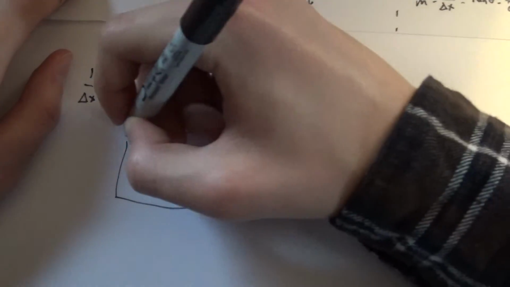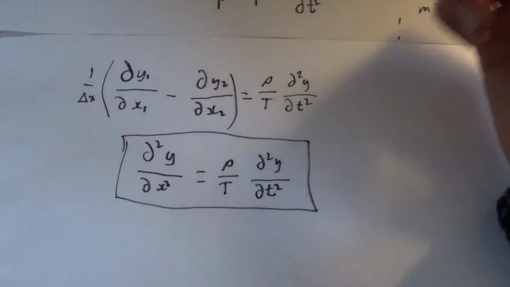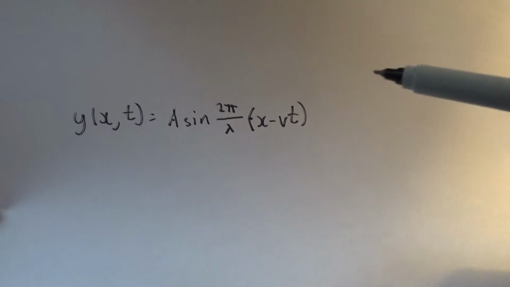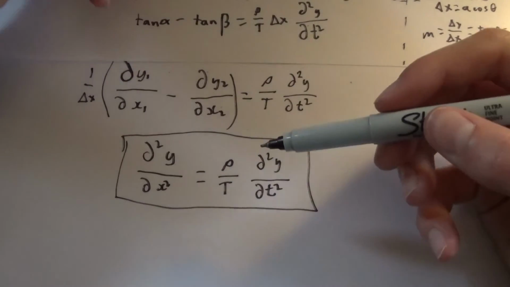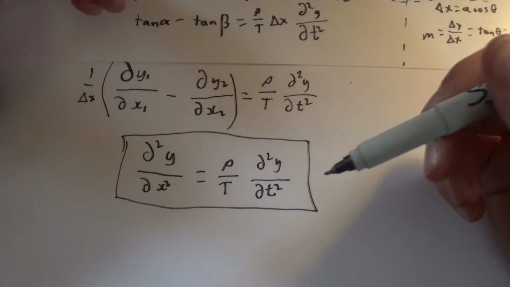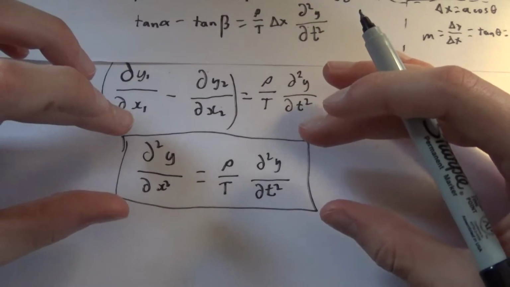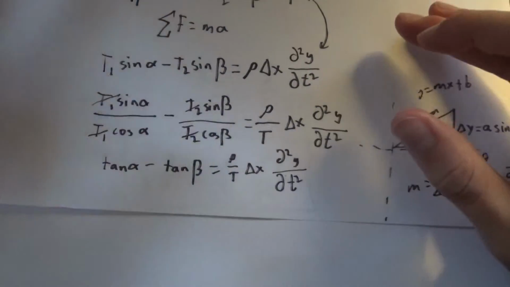It shows up everywhere. It shows up anytime you use a wave of the form y equals a sine 2 pi over lambda x minus vt, which is the standard model of a moving wave. And so this shows up even in quantum mechanics for Schrodinger's equation, which describes how particles can move and interact as waves. And so this is extremely, extremely profound. And we just calculated it using a page and a half, which is great.